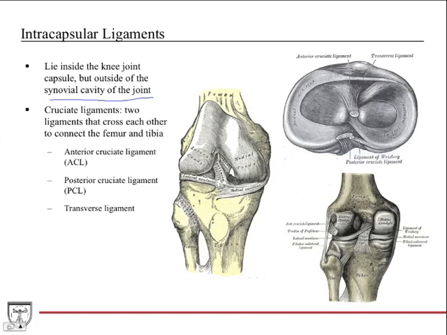So you have your ACL, or anterior cruciate ligament, and then your PCL, posterior cruciate ligament, and they cross like that. Then you have the transverse ligament, which goes between them, and you can see that right here. It connects both the menisci. And then here's a good posterior view as well. This would be anterior, superior, posterior view here. And you can see the PCL is here, and then the ACL is here.